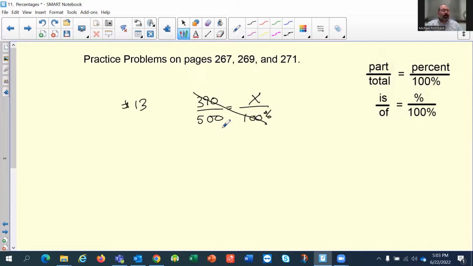Cross multiply and divide. You've got 390 times 100 equals 39,000 divided by 500. Looks like I'm getting, feel free to pause, 78%. So 390 is 78% of 500. Okay. Remember, you can pause these things at any time or play them back again, or just rewind them, do whatever you want to. That's the joy of having these on video and why we're doing this.